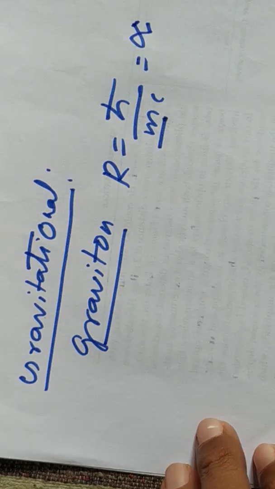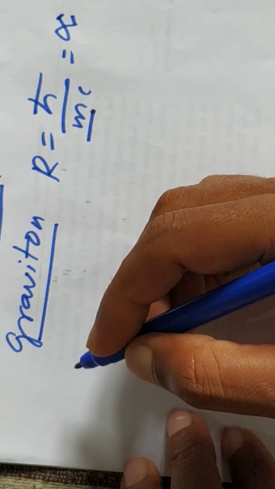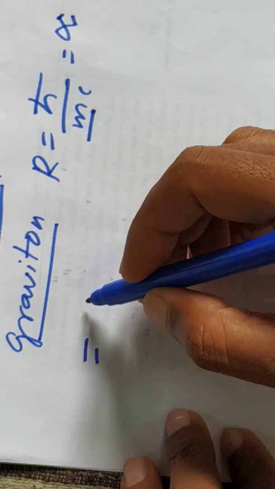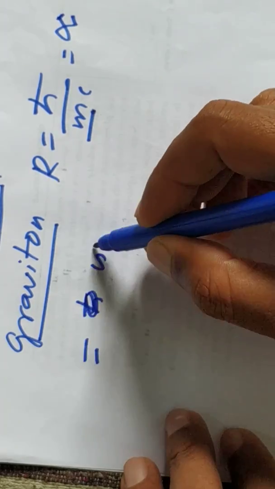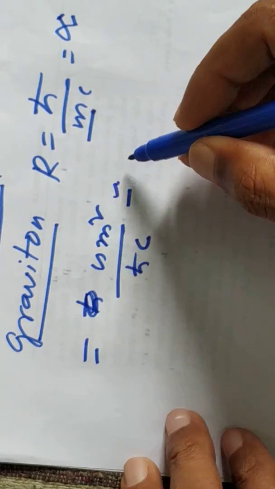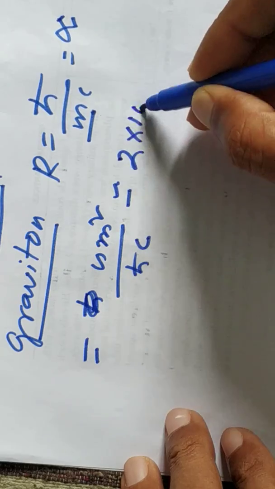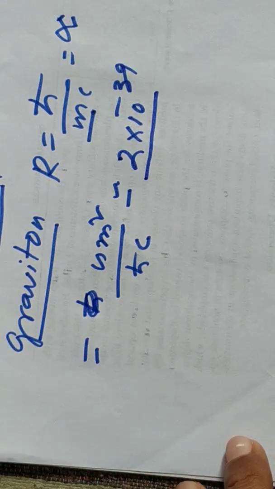For this interaction, the dimensionless coupling constant is G m square by h cut c, and the value is almost 2 into 10 to the power minus 39.